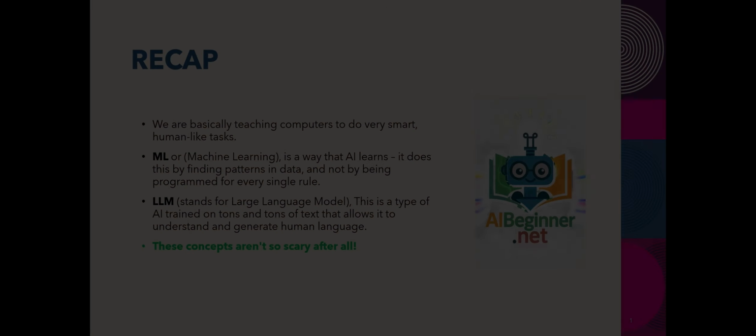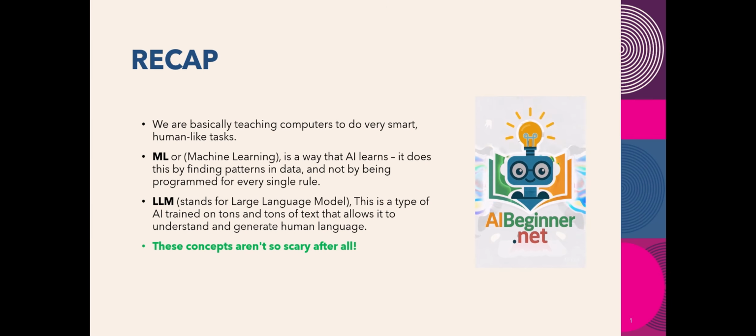Okay, let's do a super quick recap. We are basically teaching computers to do very smart, human-like tasks. ML, or machine learning, is a way that AI learns. It does this by finding patterns in data and not by being programmed for every single rule. LLM stands for large language model. This is a type of AI trained on tons and tons of text that allows it to understand and generate human language. When you break it down, these concepts aren't so scary after all.